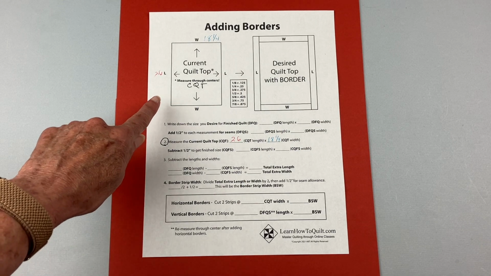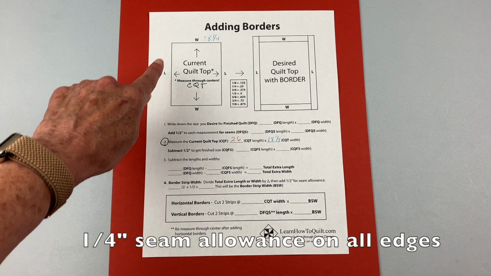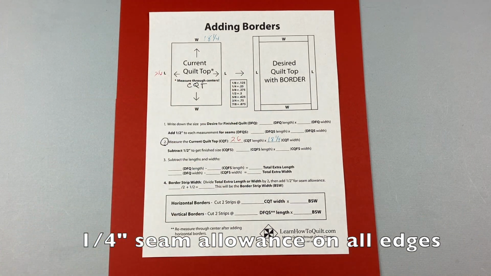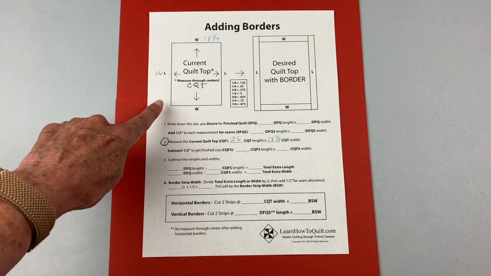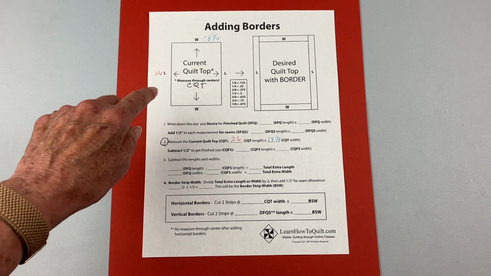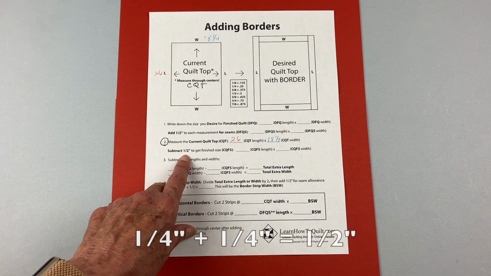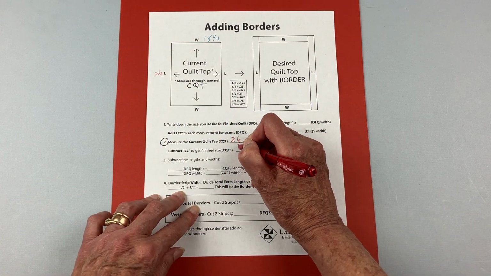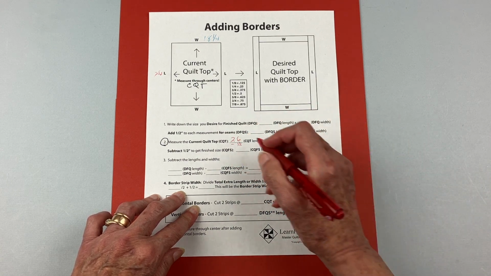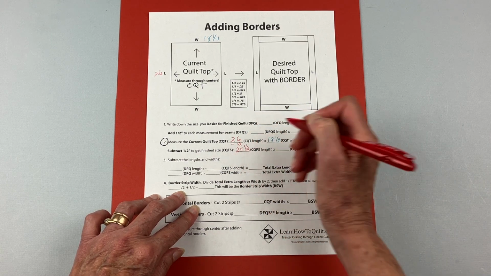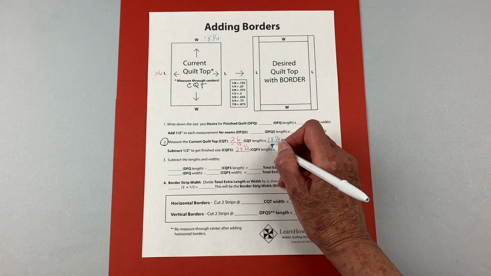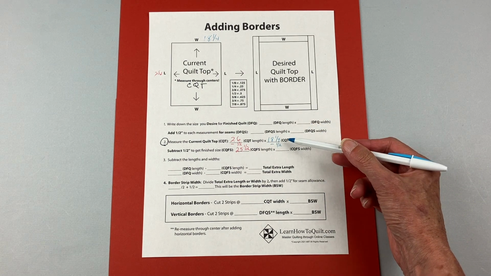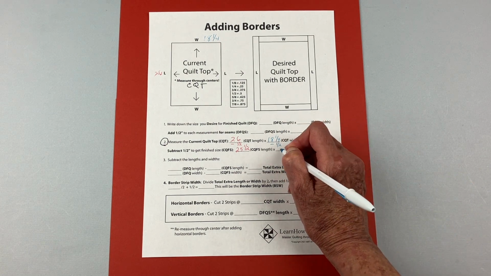My current quilt top is unfinished, so it has an extra 1/4 inch on this side for seams and over here for seams. In order to find the finished size of this section, I'll have to subtract 1/2 inch. That's 1/4 from here and 1/4 from there. 26 take away 1/2 inch gives me 25½ inches. I'll do the same thing over here on the width. I'll take 1/2 inch away from 18¼ inches, and I end up with 17¾ inches.